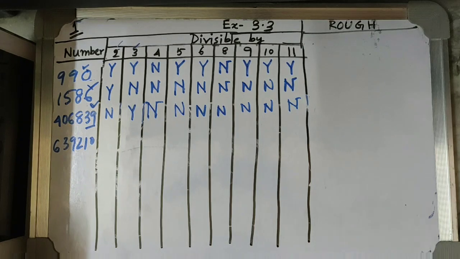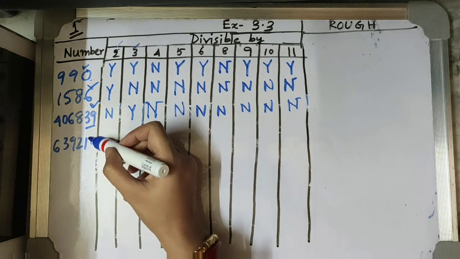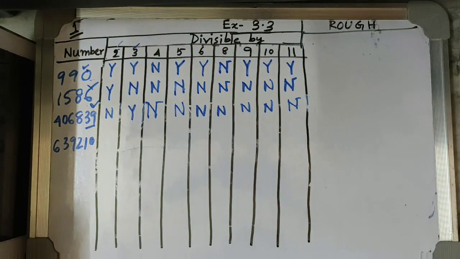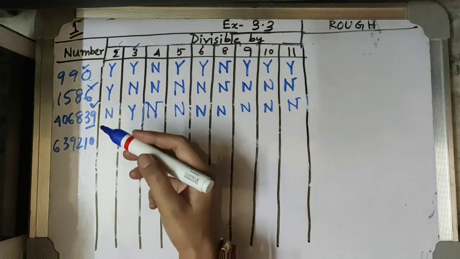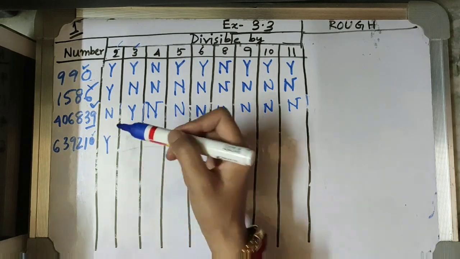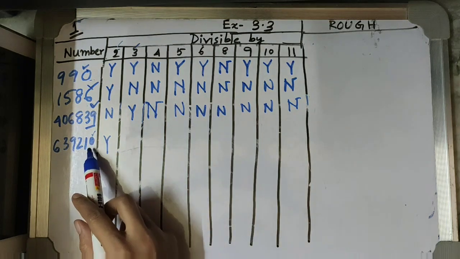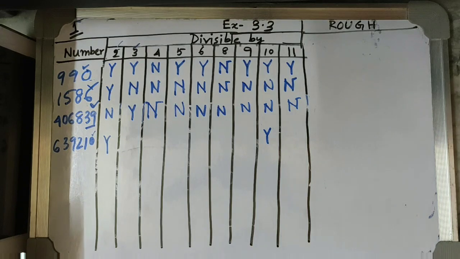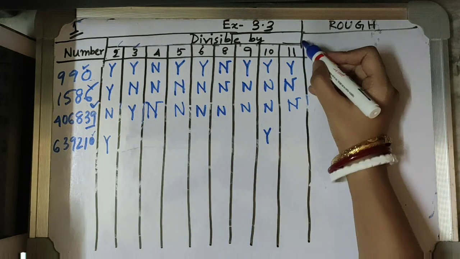Now here I am trying the 6th sum. So by watching the unit place we can easily say that this is an even number, so this is 0 here, this is obviously divisible by 2. Since this is 0, this number will also be divisible by 10. Now let's check the divisibility by 3.